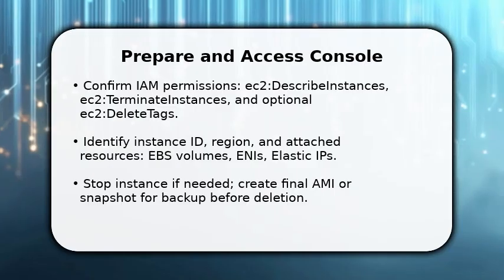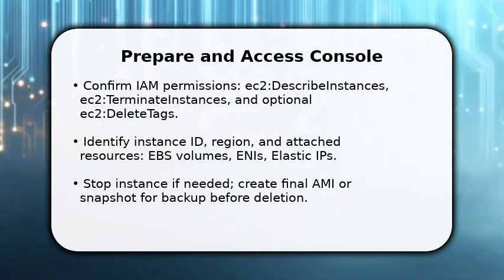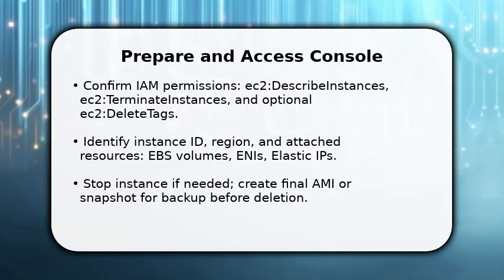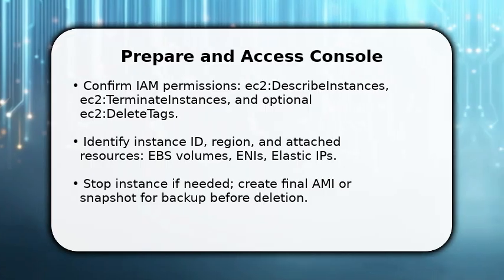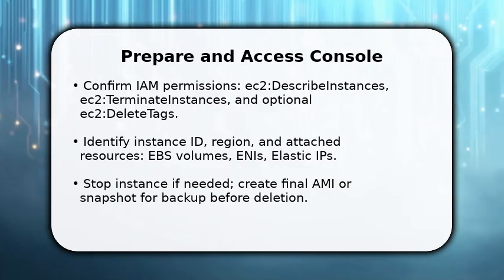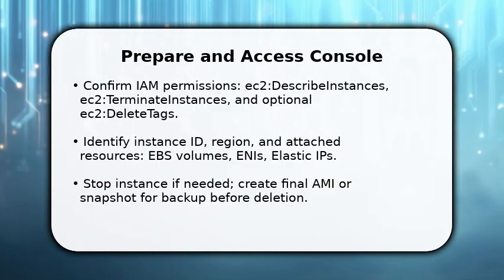You must start inside the AWS Management Console. Open EC2 in the correct region and sign in with an account that has termination rights. Once in, locate the instance ID and verify attached EBS volumes, if any, and elastic IPs so you know what to clean up. If you need a restore point, create an AMI or snapshot now.